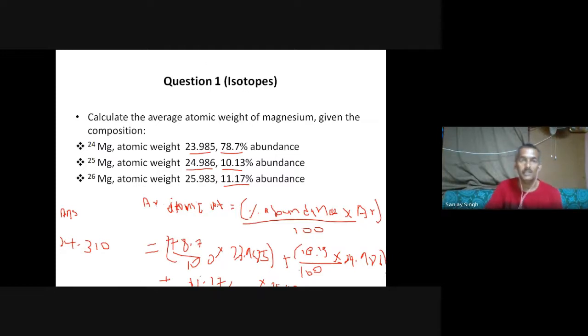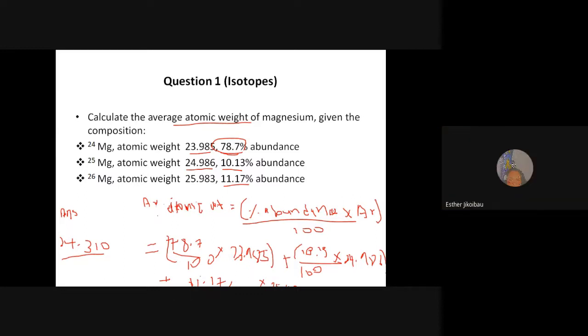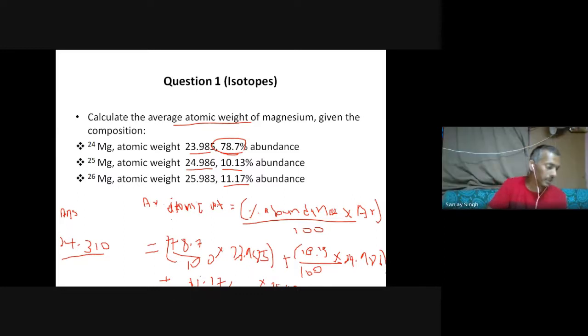So this question is quite a simple question, whereby you just need to find the average atomic weight, whereby you're taking the percentage abundance over 100 multiplied by the atomic weight, and then you add all those to get the value of 24.310. Any questions, anyone? Is it fine? All good, sir. Okay, there are no questions. Then we're going to look into question number two.